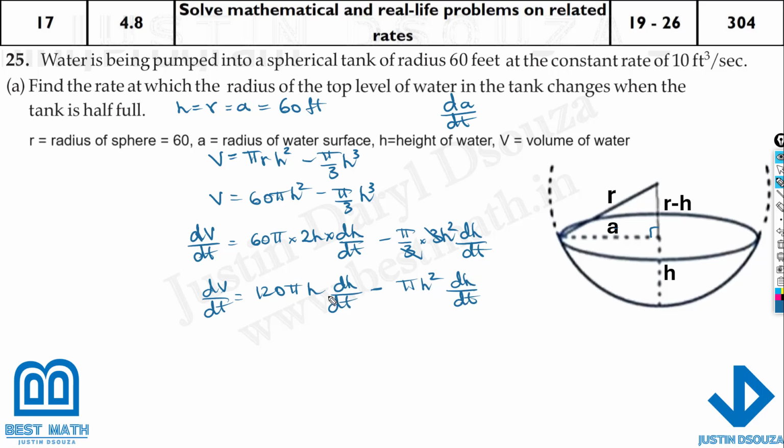Now dh by dt is there, that can be taken common out, and all the terms here I'll just take to the other side. But before that, let me substitute the values, it'll be easier. dV by dt, where is it? This is the dV by dt given, that's 10, that is equal to 120 pi. What is h? h is 60, because h, the height, must be half when the tank is half full. That means it's the radius of the sphere. So this is again 60 dh by dt minus pi into 60 squared dh by dt.